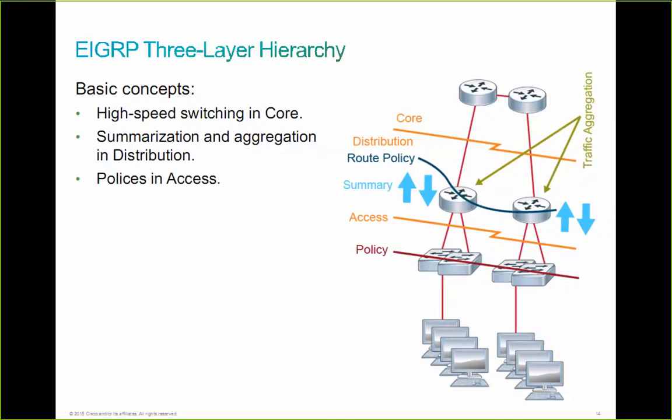The reachability aggregation should have already occurred before the routes got to the core itself. So summarization occurs at the choke points between the distribution and the core layers, those links between the distribution and the core layers, and also between the distribution and the access layer. You can apply summarization there as well, all right? We don't actually technically summarize inside the distribution layer itself, but between the different distribution layer routers, all right?